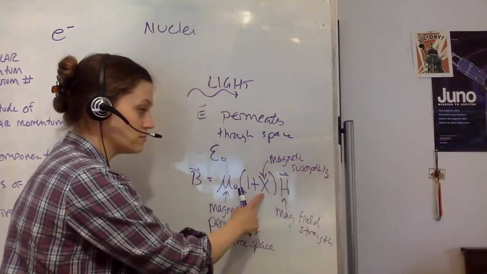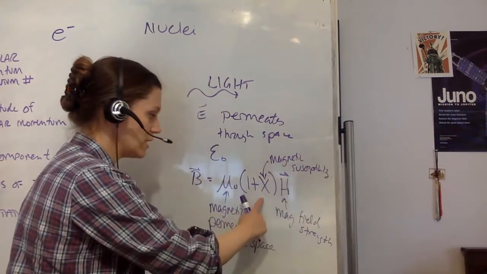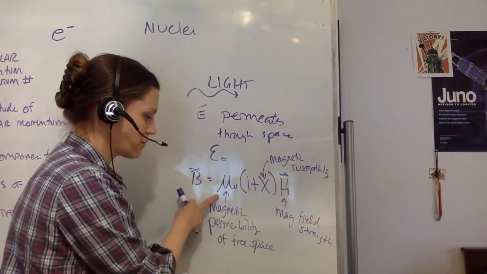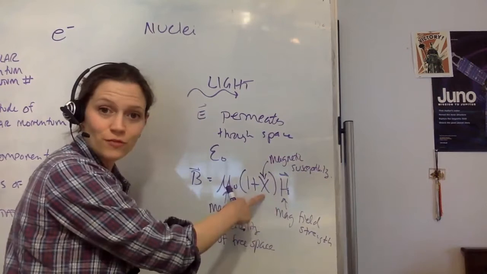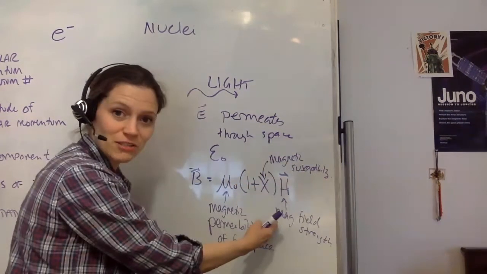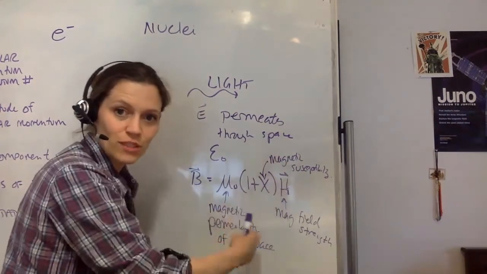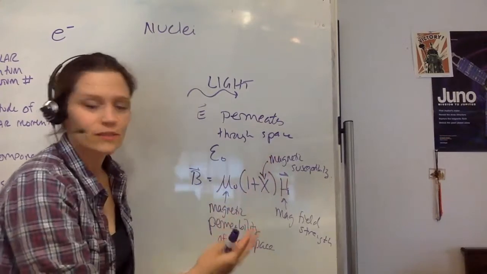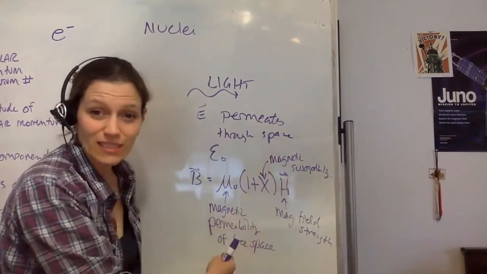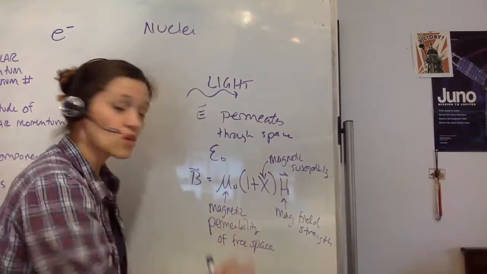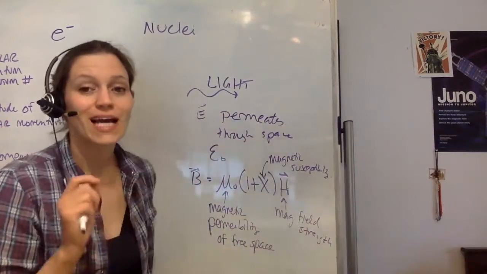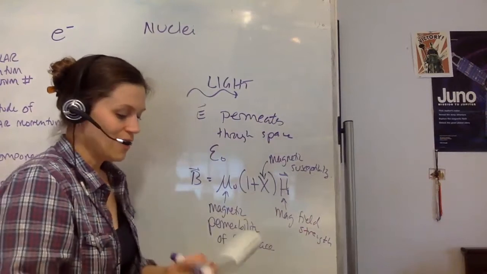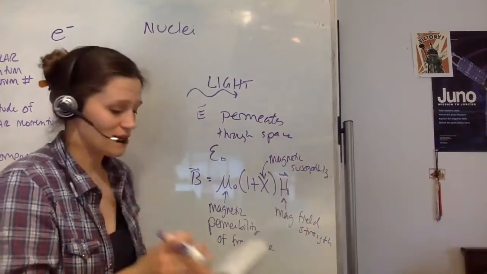If it's 0, then this term goes to 1, and your magnetic field is your magnetic permeability times the strength of your magnetic field. If it's greater than 0, you're going to increase the strength of the magnetic field, and if it's less than 0, you're going to decrease the strength of the magnetic field. We won't do any of this, but I want to give you some context, specifically for the constants that you're going to be working with, and one of the coolest relationships I have ever seen.